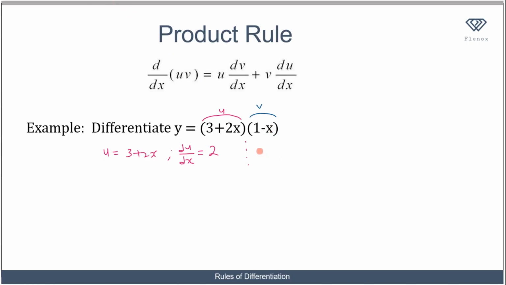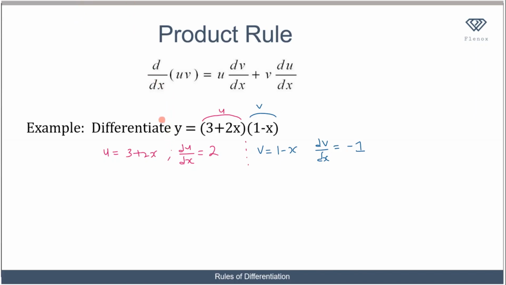Now what about our v? Our v we said to be equal to 1 minus x. What will be my dv over dx? When I differentiate 1, I get 0. When I differentiate minus x, the coefficient is minus 1, so this becomes minus 1. So now I have found the values of u, du over dx, v, and dv over dx, and I can apply the formula.